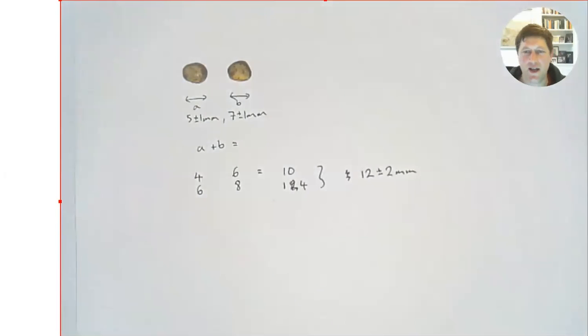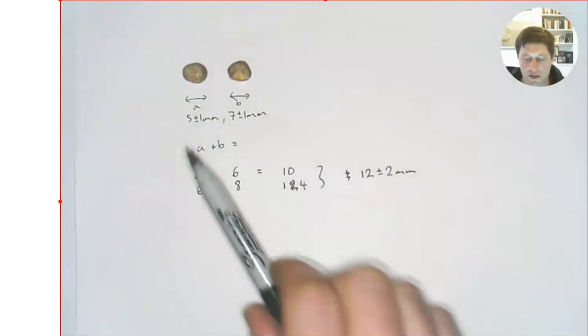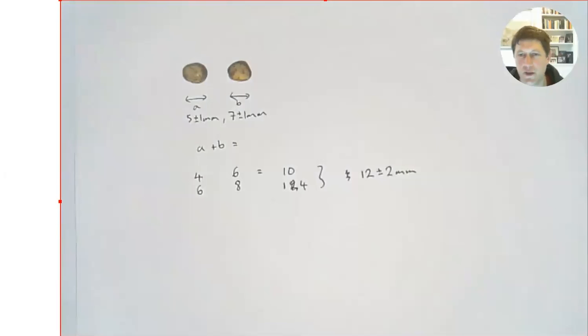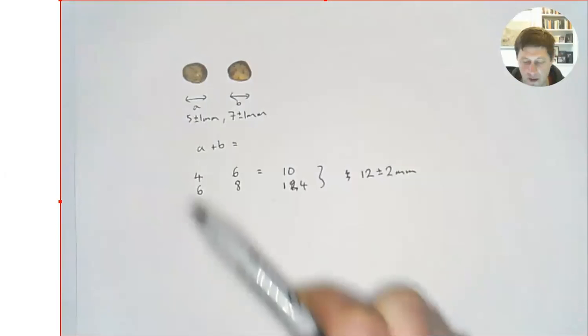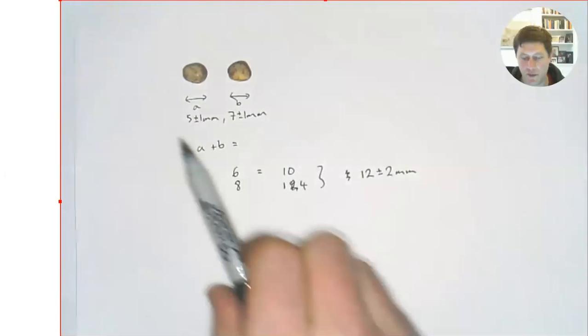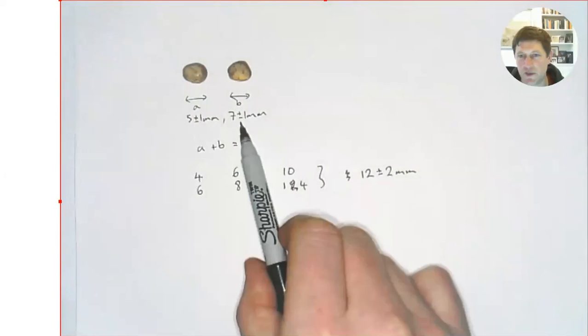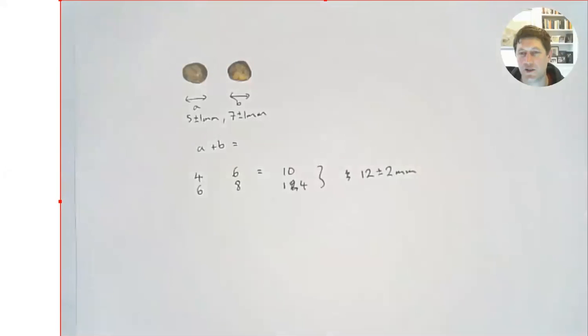And if you consider that these measurement inaccuracies are random and independent of each other, then you wouldn't really expect to get the worst case both times. You'd expect to get a bit of one and a bit of the other. Sometimes this one might be a bit too big, sometimes this one might be a bit too small, and then they would cancel each other out a little bit. So it's not really appropriate. This is a very pessimistic estimate of what the error in our calculation is going to be.